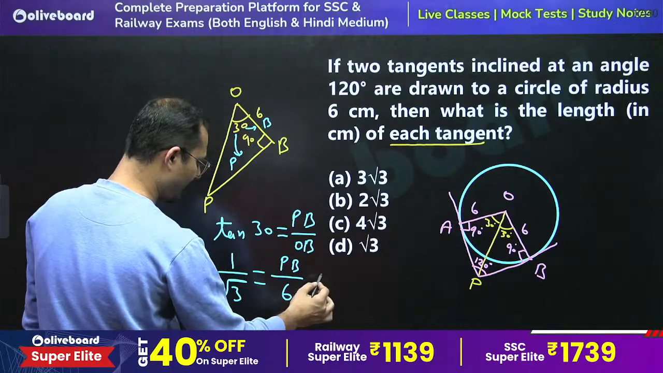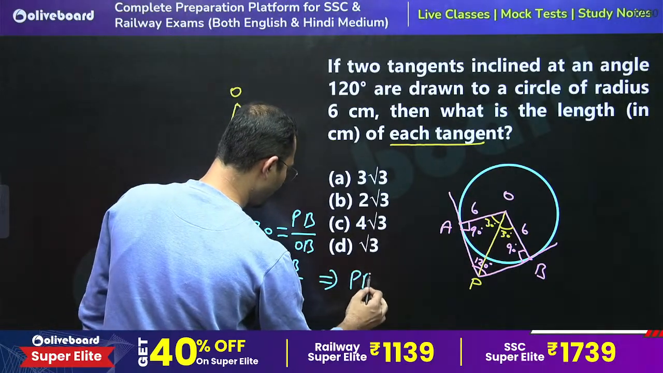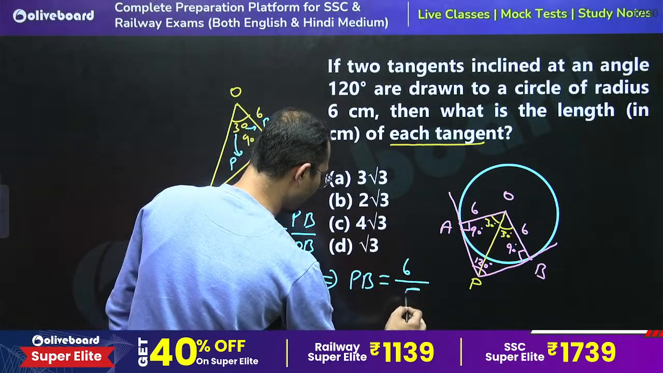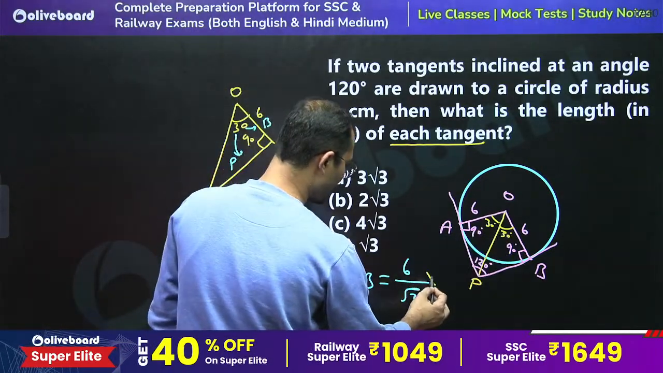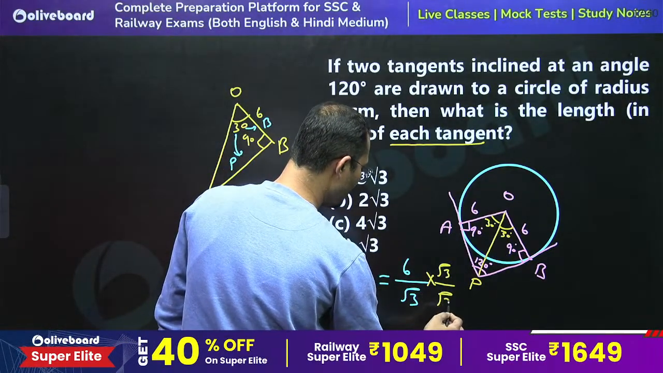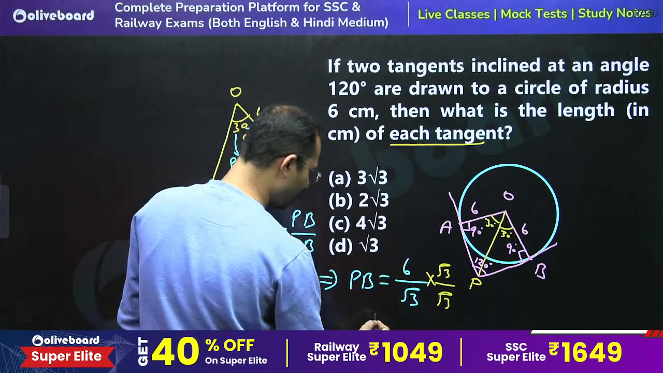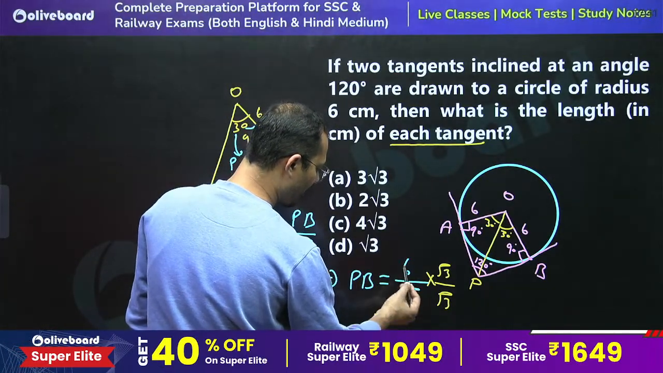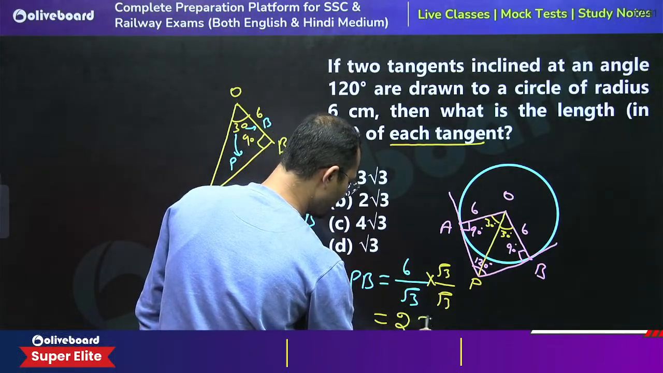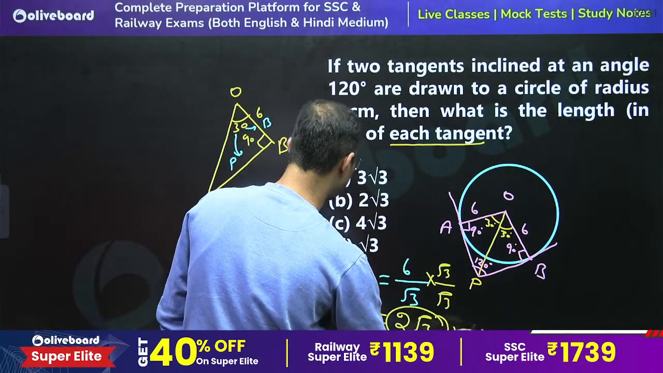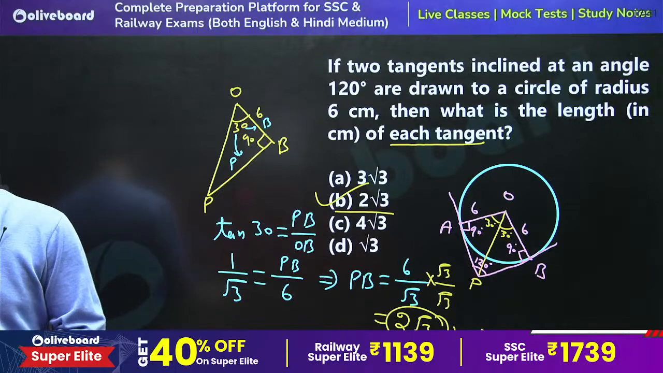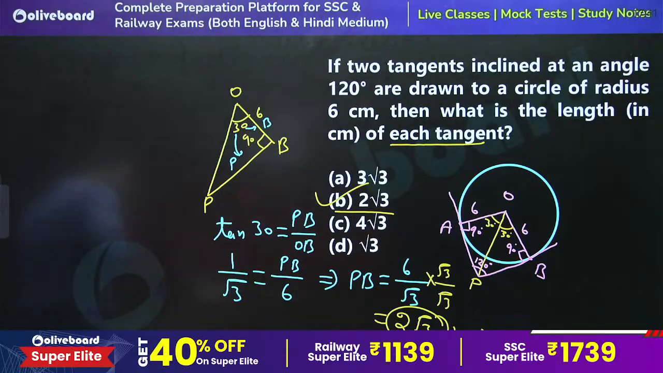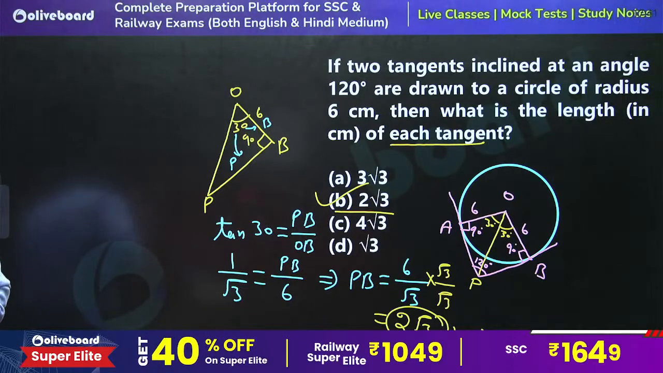So we can say that the length of PB is equal to 6 by root 3. Just multiply by root 3 in numerator and denominator both, so you will get 6 root 3 by 3. So 6 divided by 3, 2 root 3 is the right answer. So B is the right answer. 3 root 3 is not the right answer. B is the right answer.